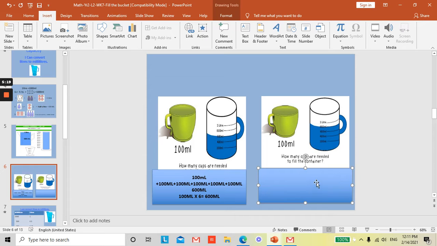How many cups are needed to fill the container? So we have 200, 400, 600, 800 milliliters. The way we did the first one, we are going to do the same in the second one. So we have the cup of 100 milliliters, so it's 100 milliliters plus 100 milliliters plus 100 milliliters.